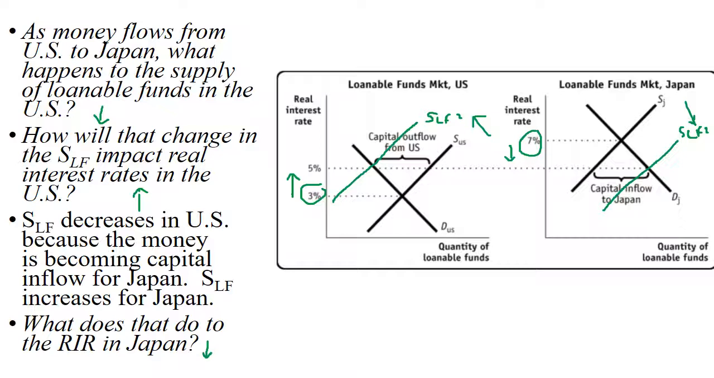But as those capital inflows start to shift, they're both going to meet in the middle, and the middle of 3 and 7 is 5%. So the act of moving funds around has an overall effect on the interest rates of the country. It's also important to see that because Americans are deciding to put money into Japanese banks, that is outflow from the US because money is leaving the US. And it's an inflow to Japan because those loanable funds, those savings, are going into Japan.